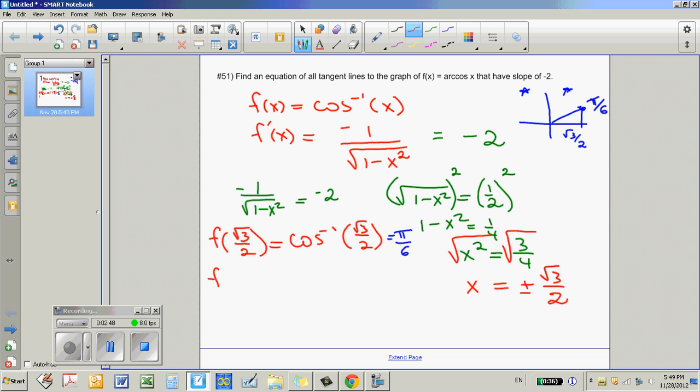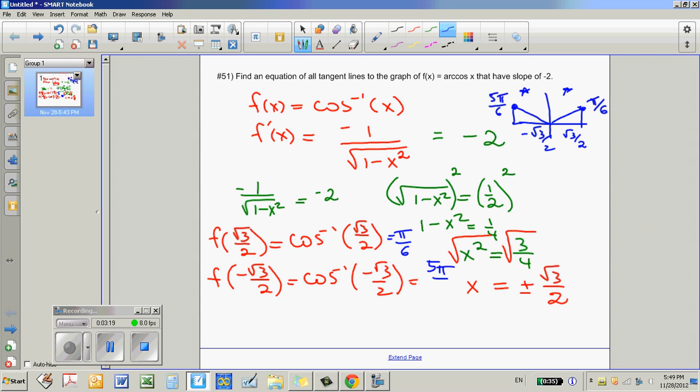And then the second place is going to be when x is negative square root of 3 over 2, which is cosine inverse of negative square root of 3 over 2. So again, you have to remember the unit circle and also the restrictions for the inverse cosine. So we can only be in the first or second quadrant, and cosine has to be negative. So then you're going to be here. And our reference angle is still pi over 6. So if you're here, then your actual angle is going to be 5 pi over 6. So this will be 5 pi over 6.